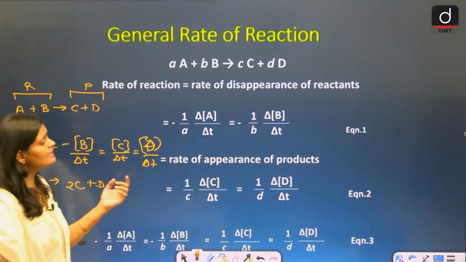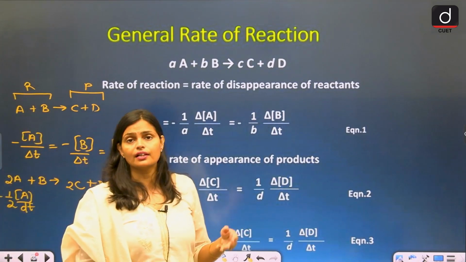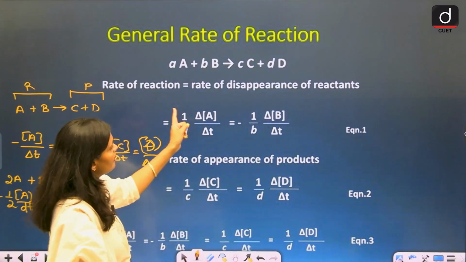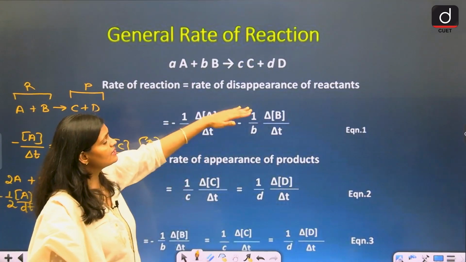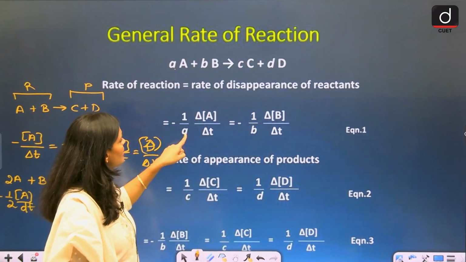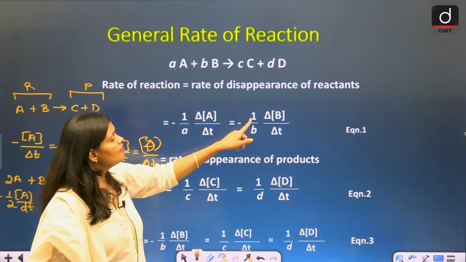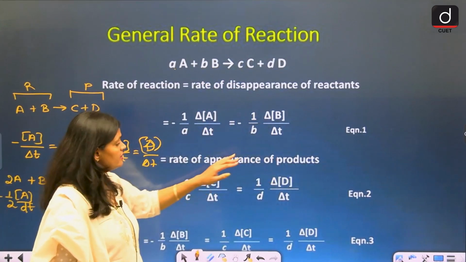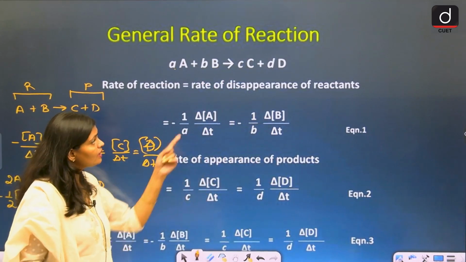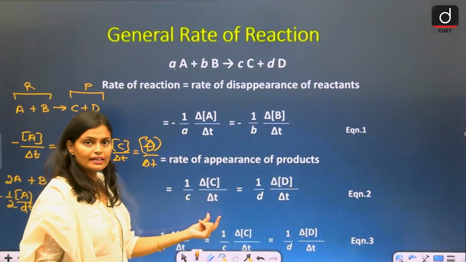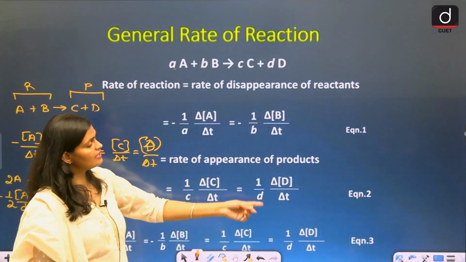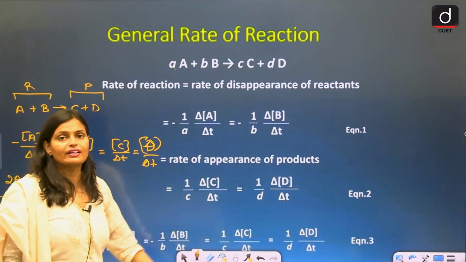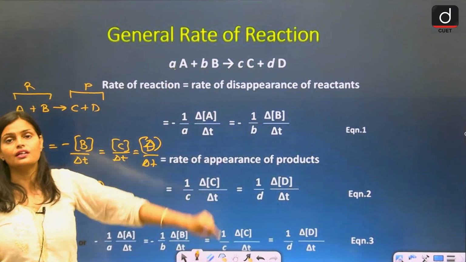So a, b, c, d are the stoichiometric coefficients. If they are given, how are you going to write it down? The rate of reaction is the rate of disappearance of reactant: minus 1 by a delta A by delta T equals minus 1 by b delta B by delta T. Similarly, the rate of appearance of product: 1 by small c delta C by delta T equals 1 by d delta D by delta T. So this is how you write the complete rate of reaction for this particular reaction.